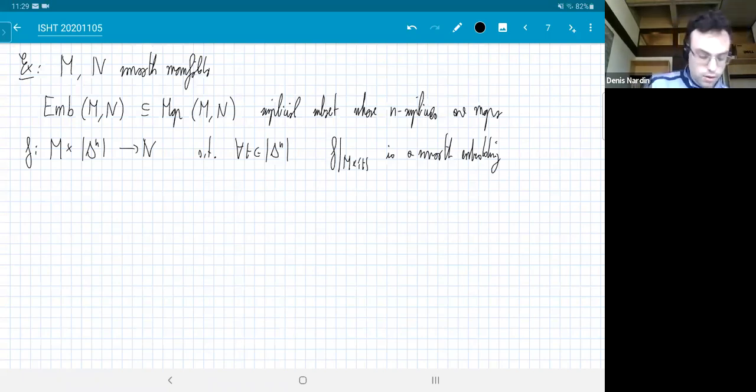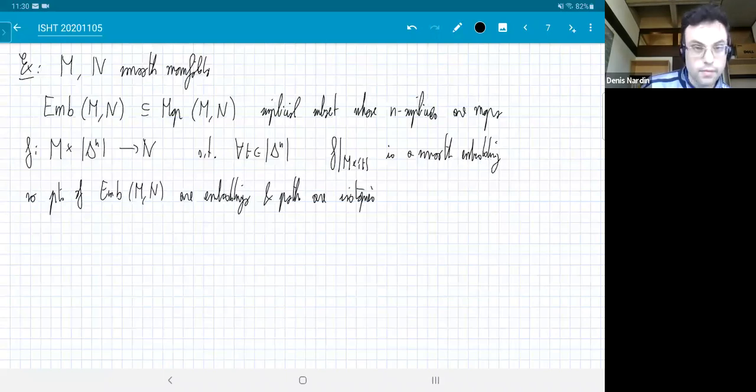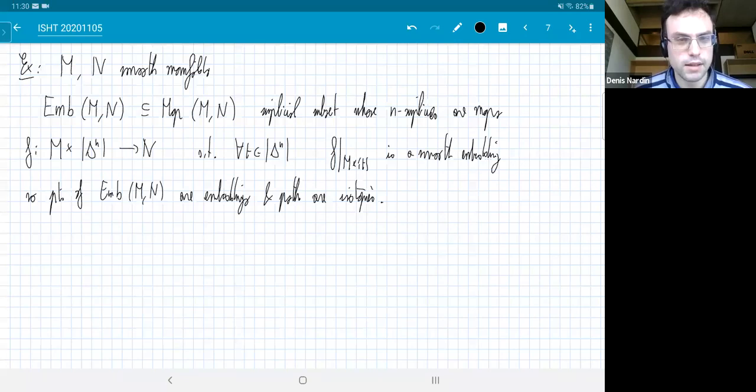So points of Emb(M, N) are embeddings, and paths are isotopies. This example is more meaningful if you've seen some differential topology, but hopefully most people here know what an isotopy is. If not, it's literally the definition I just wrote.